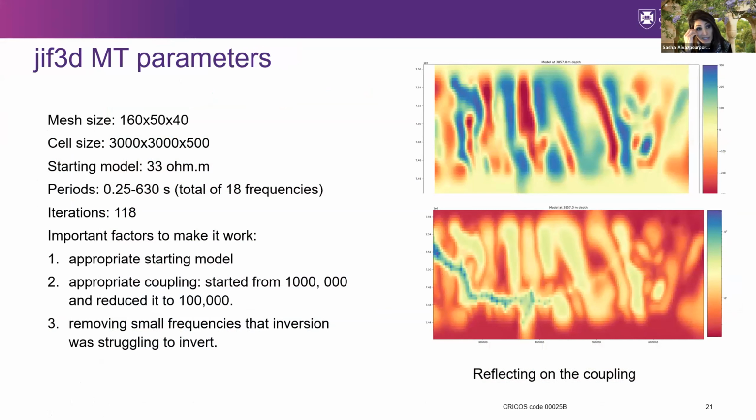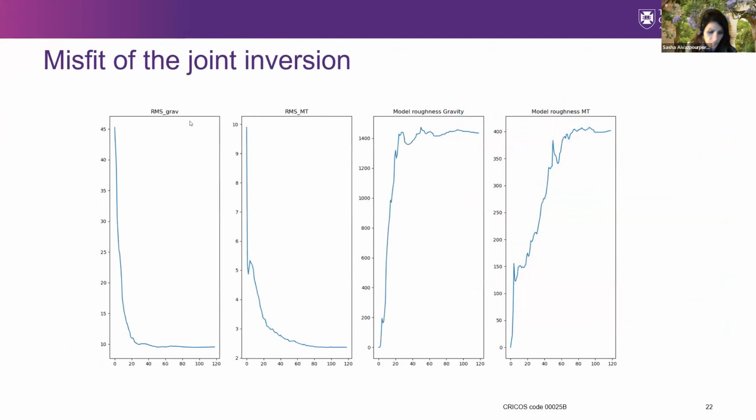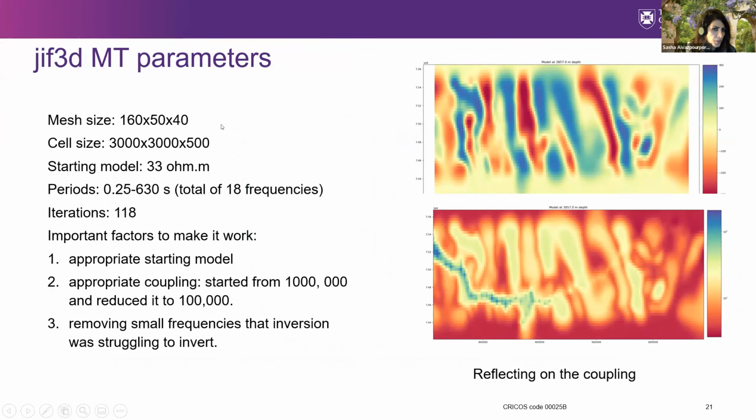The parameters at the end that I used in the joint MT inversion: this was, I guess, the biggest mesh I could use, I think 160 by 50 by 40. I'm not sure, but Max maybe can answer this one. I don't think at the moment it can handle bigger than 160. Actually, I'm not sure.